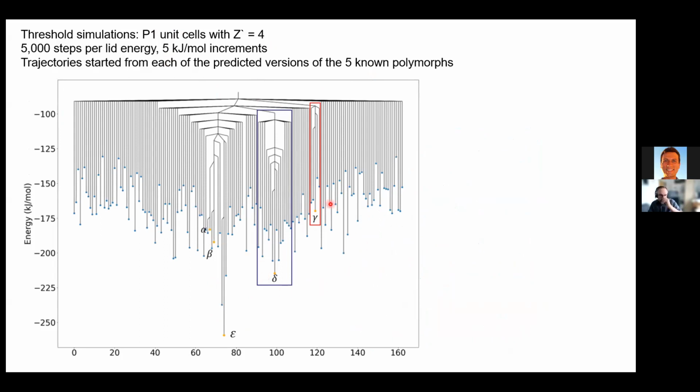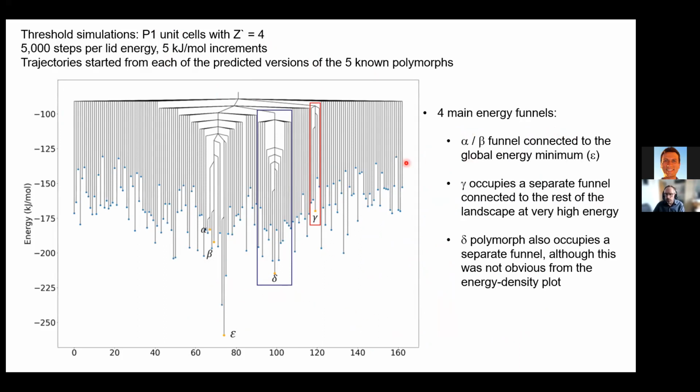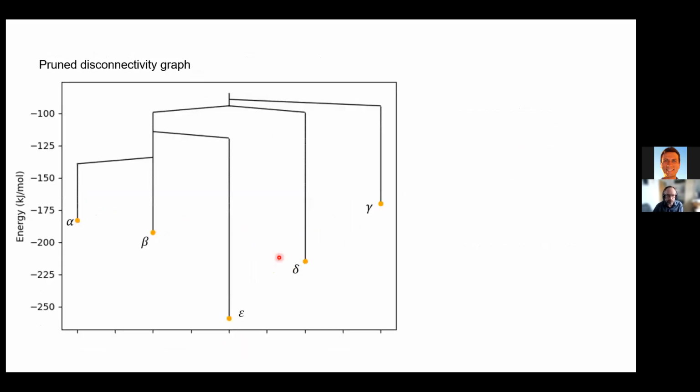And this is the picture we get, which is quite nice, I think, in terms of starting to understand the experimental results. We have 4 main energy funnels. There's this gamma funnel, which is separated from all of the rest by the highest energy barrier, and that's that very low density structure. Alpha and beta sit within the same funnel, connected to each other by a lower energy barrier, and they're most closely connected to the dense form, epsilon. And delta, which on the energy density plot didn't stand out as one of those spikes, is also in a separate funnel. So this gives us information that we were missing when we were looking at the results before. This is quite nice in terms of characterizing things.